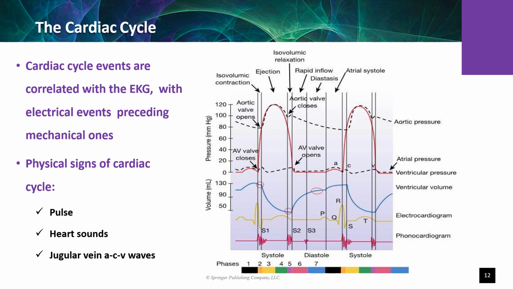S3 may be heard as a normal variant in young athletes, but it is more likely in older adults with heart failure. The end of the passive filling phase shows little change in ventricular volume and pressure. This stage terminates with the P wave and the beginning of atrial contraction, or phase 1.